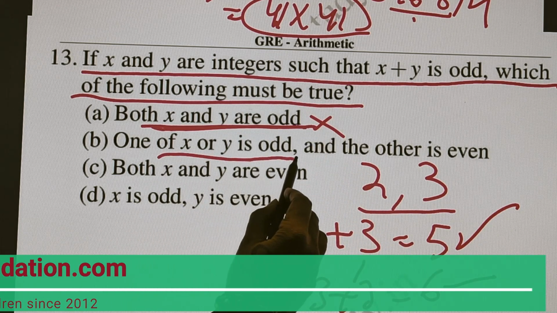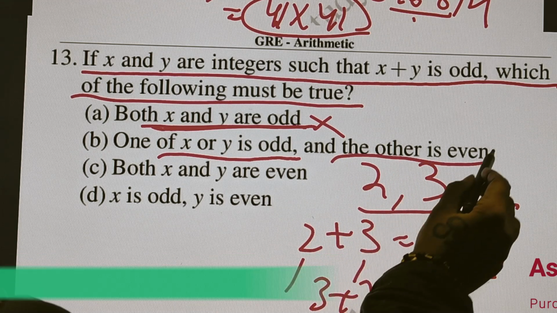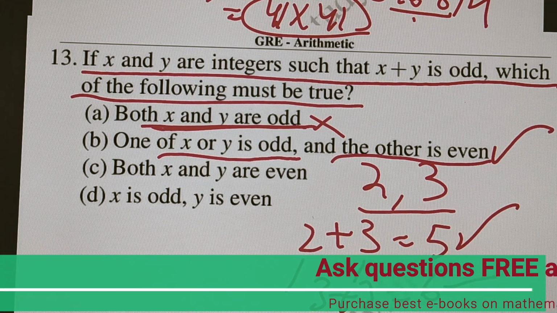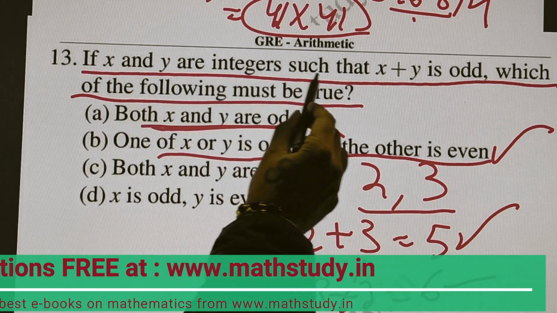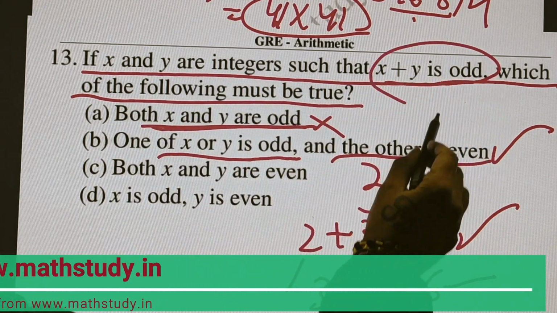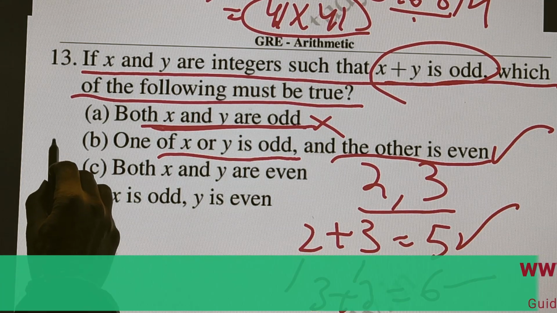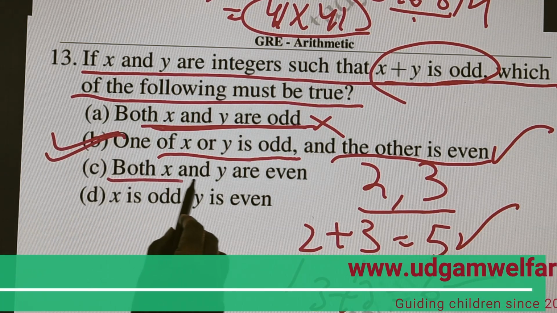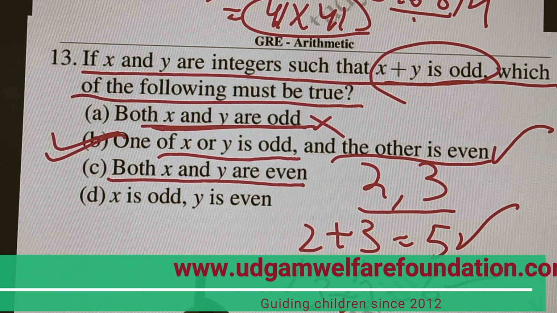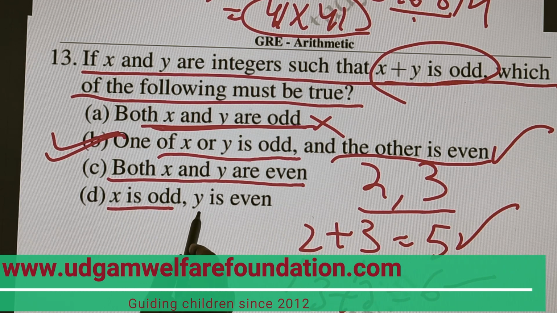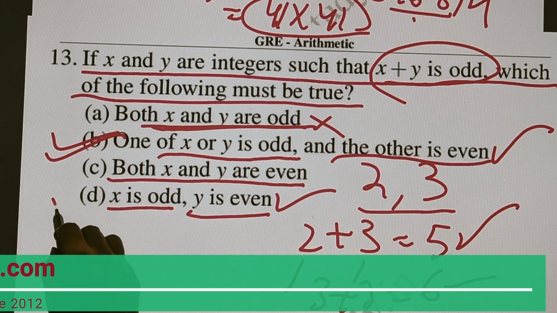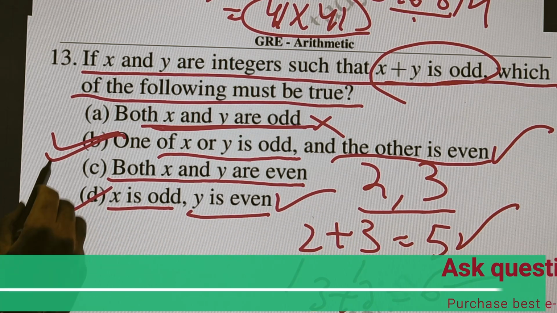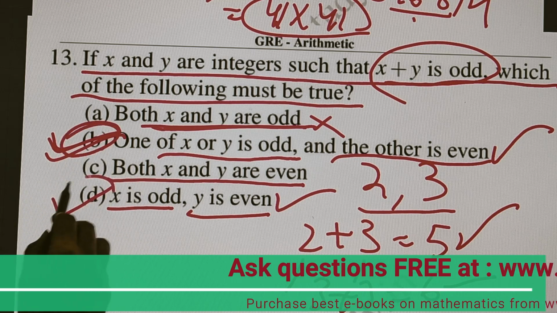One of x or y is odd and the other is even. This is the true answer here, because it is stating that x and y are integers such that x plus y is odd. So we have to find the result as odd. So option B is correct, because if both x and y are even, then the value is even, and if x is odd and y is even, it will also give you the result here. So we have two options correct here, B and D.